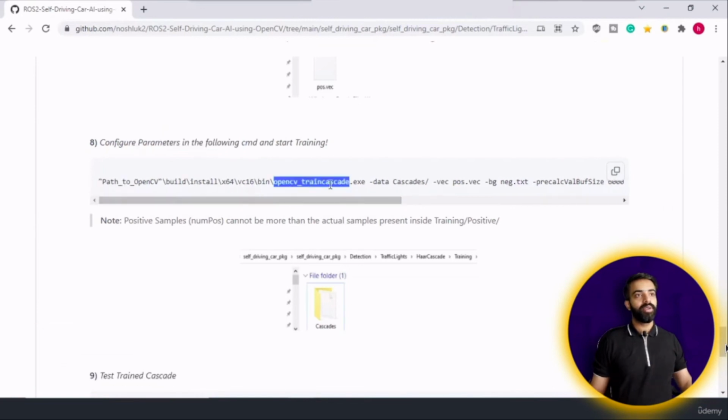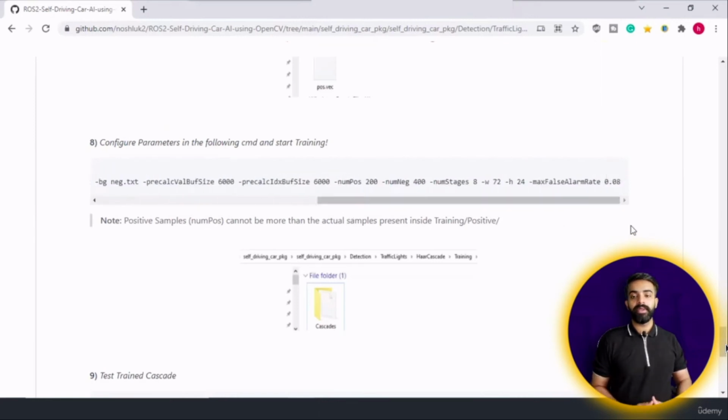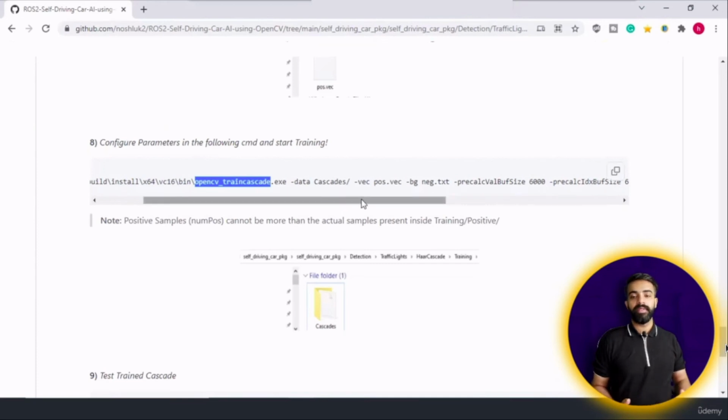Now, if you observe what it is calling is OpenCV train cascade. Now, this is the particular application that actually trains the Haar cascade. Now, there are several parameters that you need to tune, and they will be specific to your particular circumstance. But for this particular circumstance, I can mention what are the parameters that I have set in our particular case for training the Haar cascade for the traffic light.